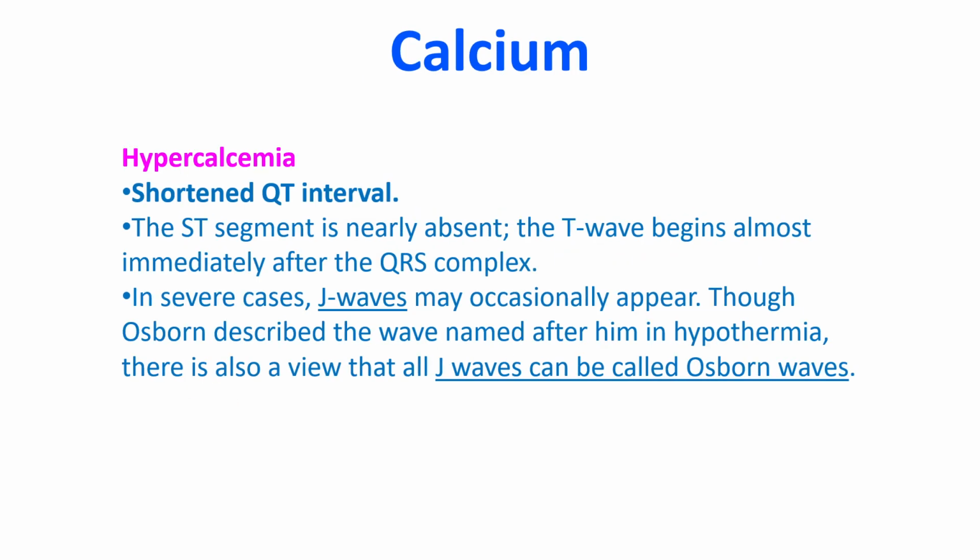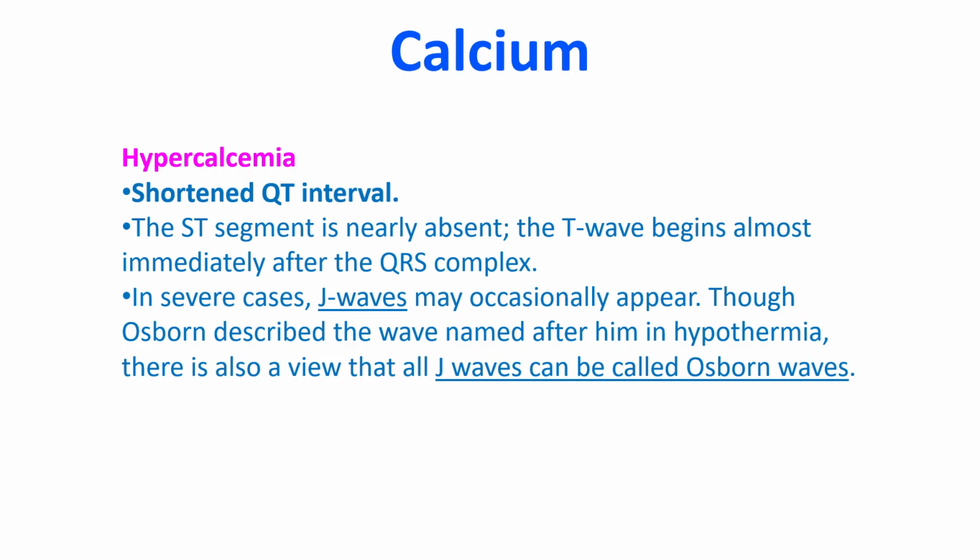Calcium primarily affects the duration of the ST segment rather than the morphology of the waves themselves. In hypercalcemia, there is a shortened QT interval. The ST segment is nearly absent. The T wave begins almost immediately after the QRS complex. In severe cases, J waves may occasionally appear.